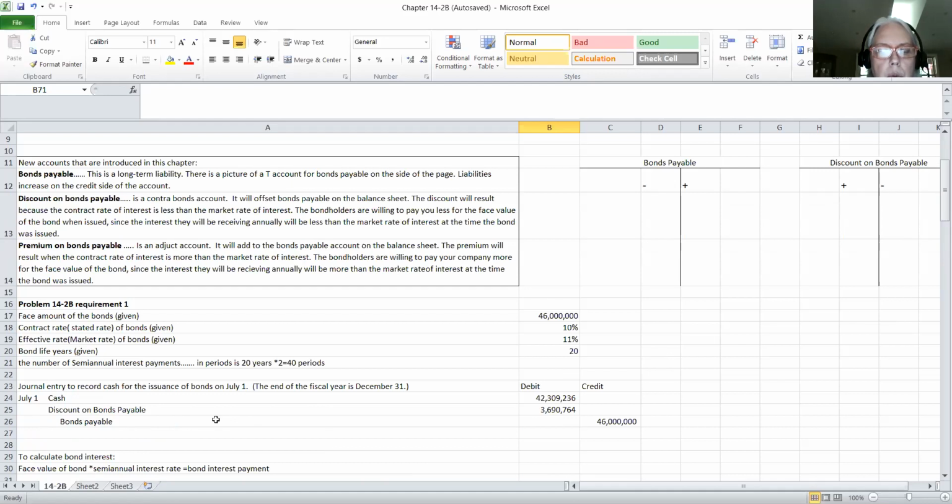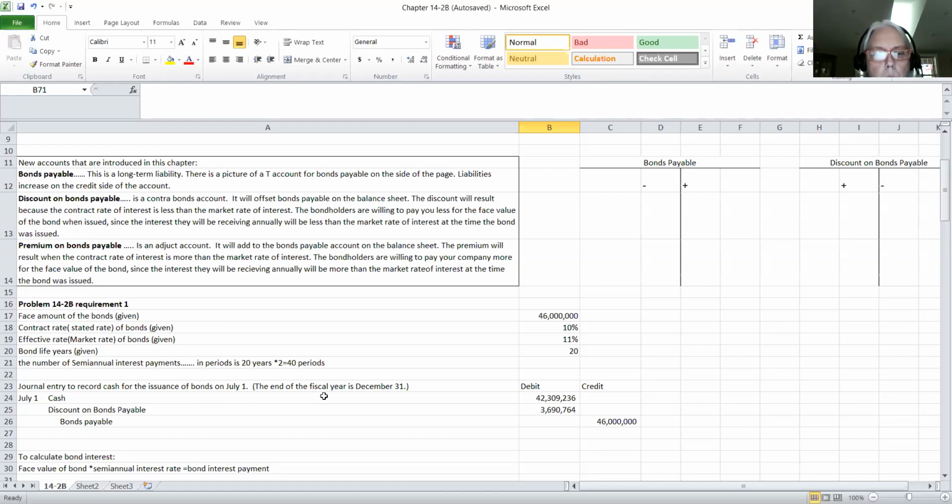Now, in this problem, they actually told you what the amount of cash is going to be. So what you're going to be doing in Cengage is you're going to be creating a journal entry on July 1st to record the issuance of the bonds. So instead of flipping back to Cengage like I normally do, what I want to do is just show you that journal entry here on your Excel spreadsheet. And then we'll go back and fill it in later so you can see where it would belong in Cengage. But the first thing they're going to ask you for is the journal entry to record the cash for the issuance of the bonds on July 1st.